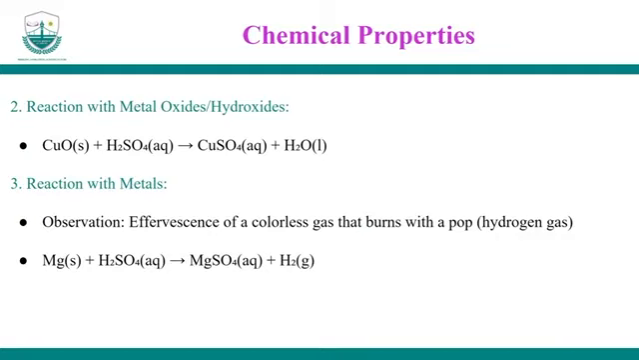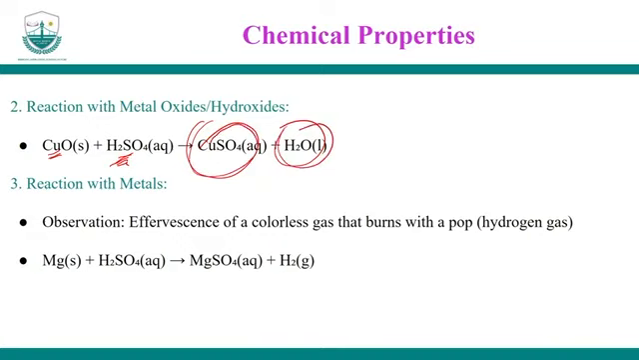And then we have the reaction of acids with metal oxides and hydroxides. Okay, what will happen is that you get a corresponding salt and water. That's what will happen. Whether it is another oxide here, or another acid here, you will have the salt and water being produced.